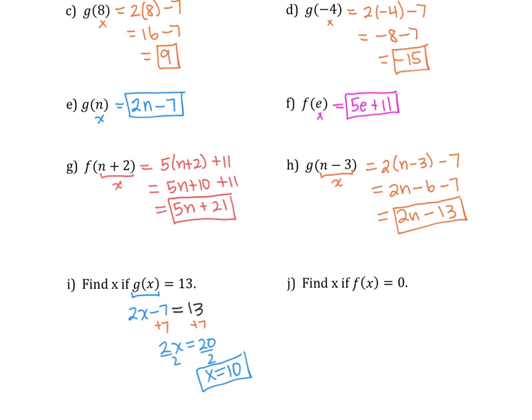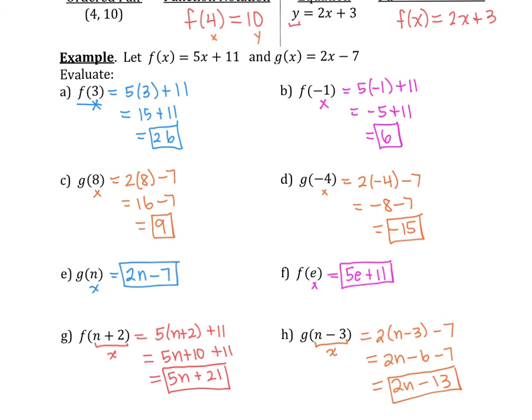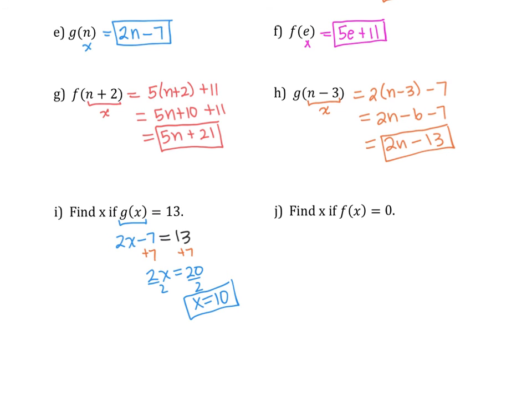Okay, last example says find x if f of x equals 0. So I need to find x. They're not giving it to me. So let me go see what the equation for f of x is. The equation for f of x is 5x plus 11. So f of x equals 5x plus 11. 5x plus 11 is equal to 0. They want me to find what the x value is. So I'm going to go ahead and solve this.